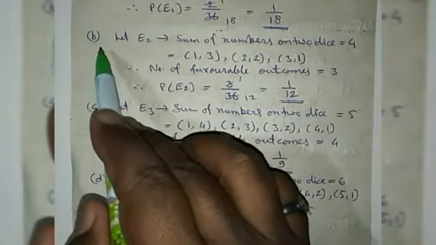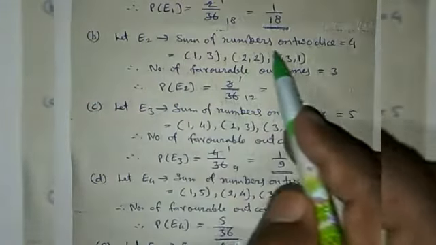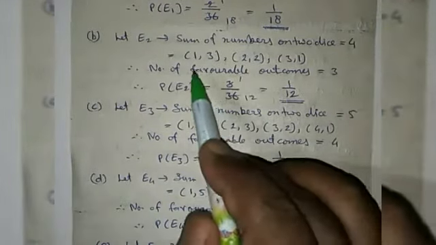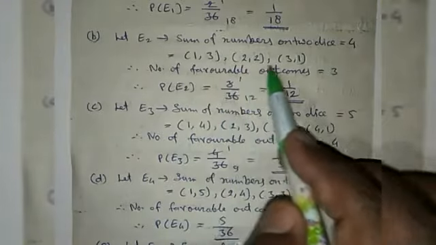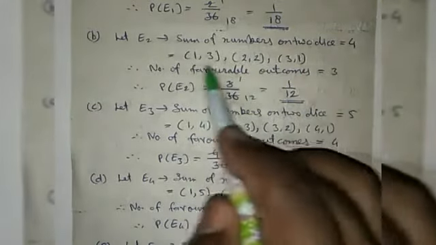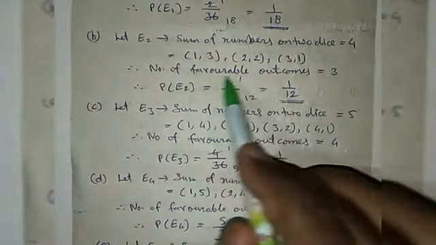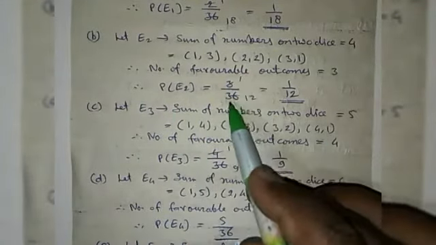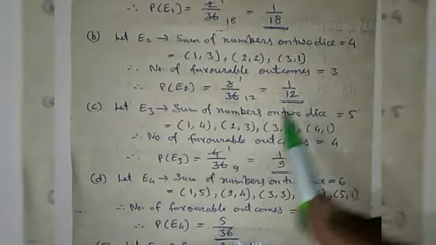In the next part, let E2 be the sum of numbers on 2 dice equal to 4. So here are 3 possible outcomes, (1,3), (2,2) and (3,1). The sum of the 2 numbers is 4. Hence the number of favorable outcomes is equal to 3. So probability equals 3 upon 36 equal to 1 upon 12.